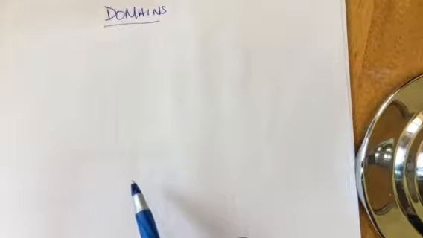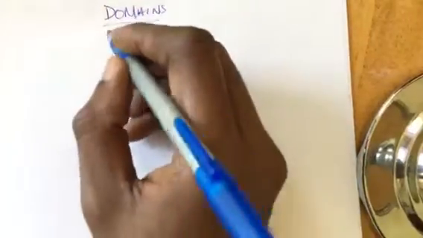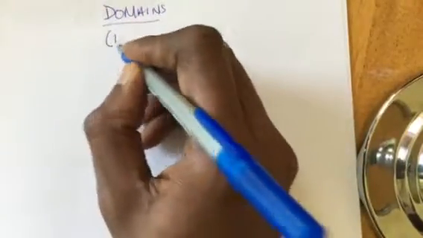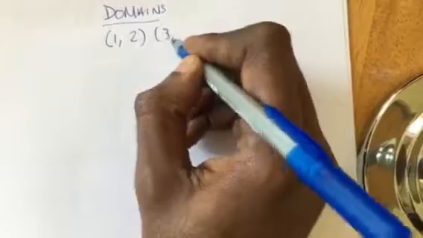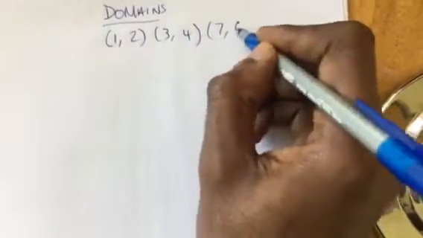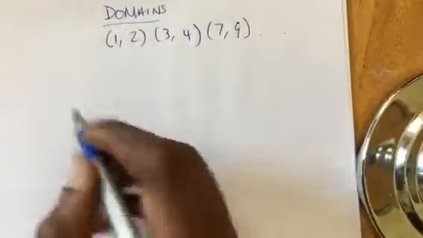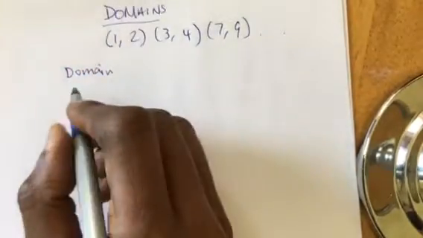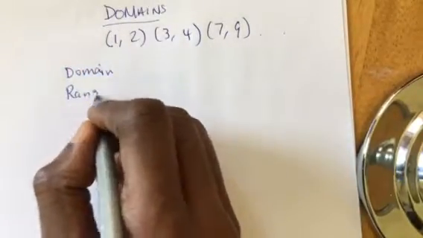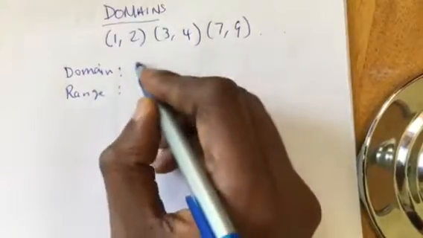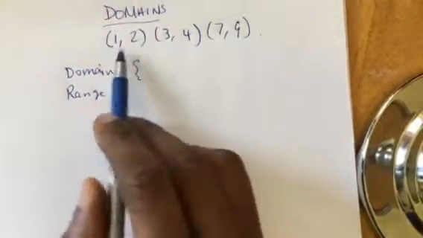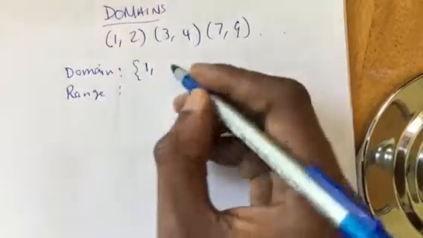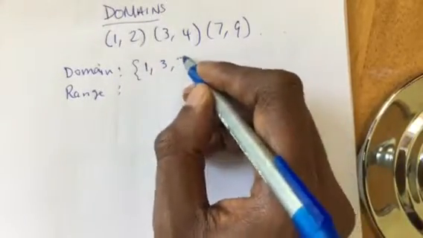You are either given ordered pairs, so you may have, let's say, (1, 2), (3, 4), (7, 9), and so forth. And then you are asked to find the domain, and let's say also the range in this case. So the domain would be the set of just the x values. So this would be 1, 3, 7.